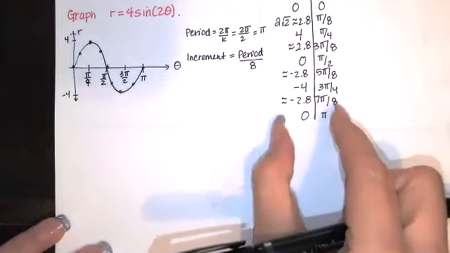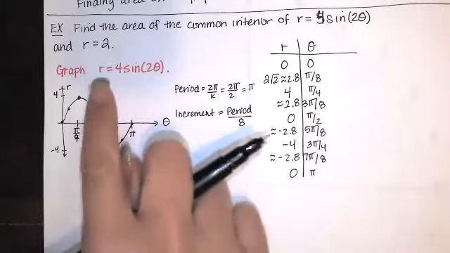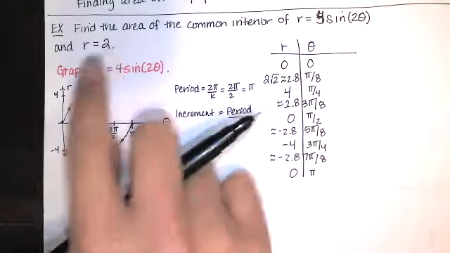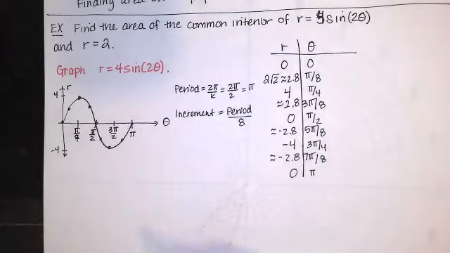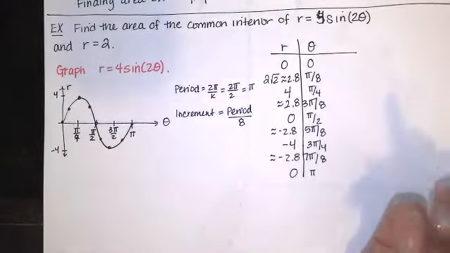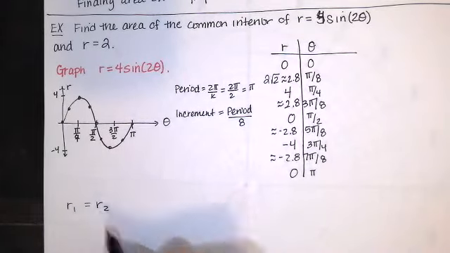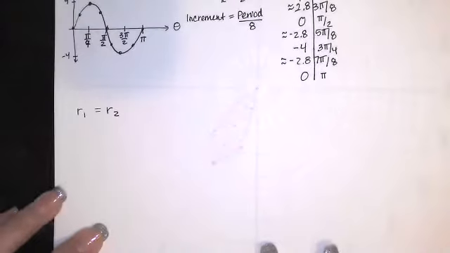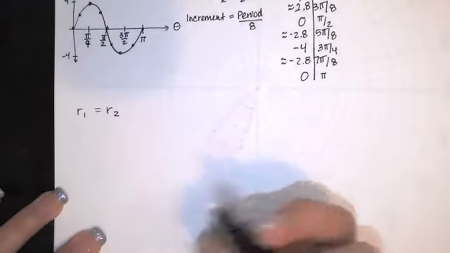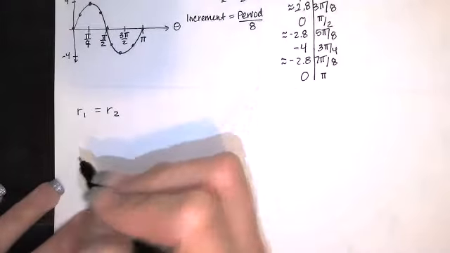I want to use these values on my graph, but I'd also like to have the exact values of the points of intersection of this curve with this curve. Now, the way we find the points of intersection is we set the r on this equation equal to the r on that equation. Just like when we do in algebra class, we set the y's equal to each other and solve for x. Similarly, we're going to set the r's equal to each other and solve for theta.